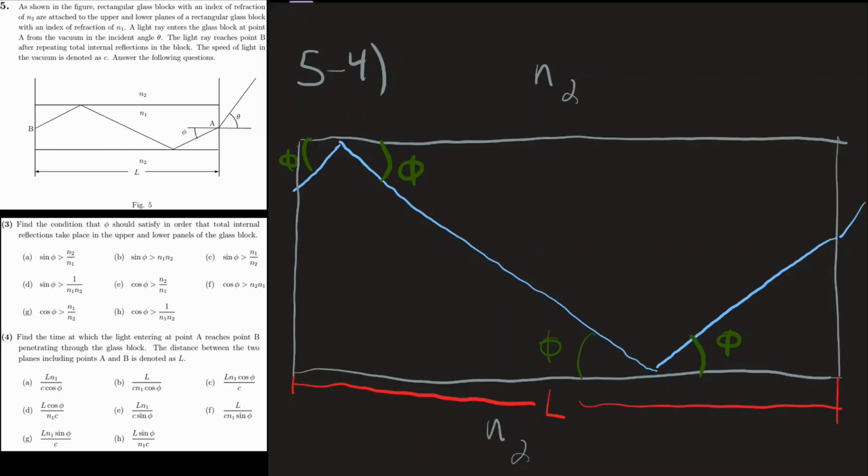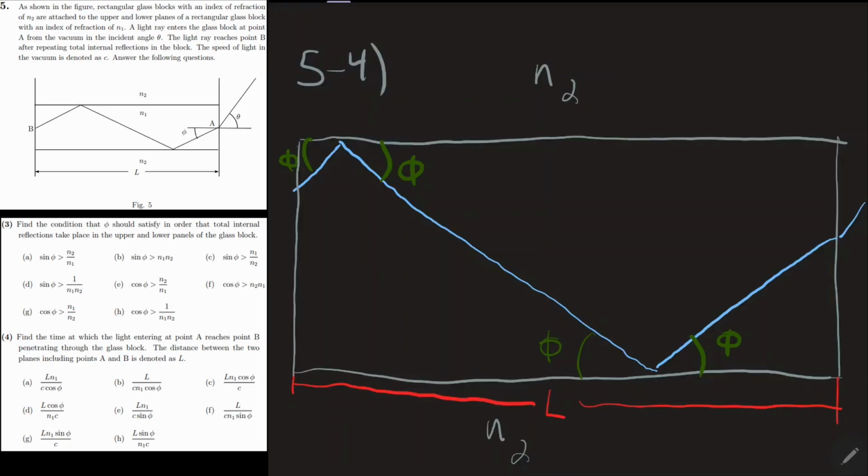So finally is question 4, which says, find the time at which the light entering at point A reaches point B, penetrating through the glass block. The distance between the two planes, including points A and B, is denoted as L. So once again, we have a diagram here of the light beams.